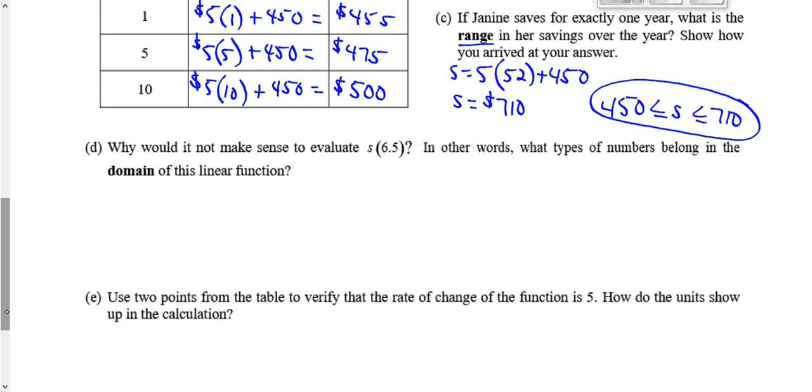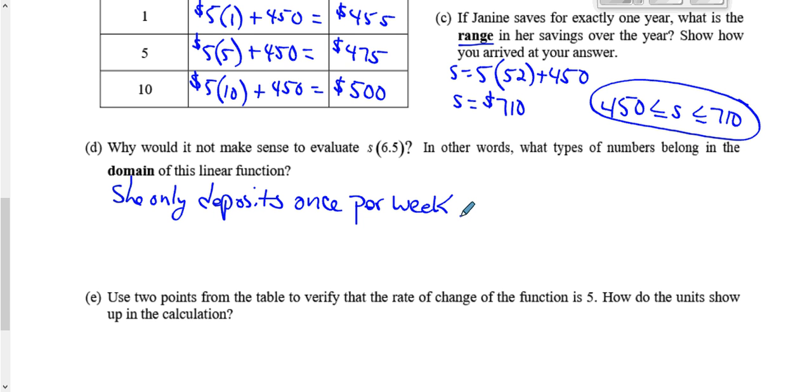Part D, why would it not make sense to evaluate for S of 6.5? We're dealing with whole weeks, right? In other words, what types of numbers belong in the domain? That's the inputs. How do you know? Because the problem says she deposits how often? Once a week, and it doesn't say anything about any in between. So she only deposits once per week, nothing in between.